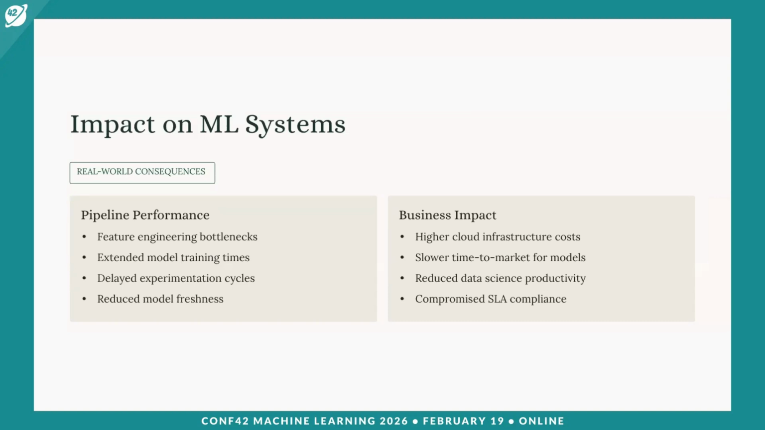And delayed experimental cycles and model freshness, most importantly, in the case of recommendation systems, where we want to process the data within a fraction of seconds. And the business impact that I can see because of these technical difficulties and performance issues is a higher cloud infrastructure cost, just because your resources are idle and you are wasting money on them. And then slower time to market for models and reduced data science productivity. Of course, the ML models are running longer than they used to, and we need to compromise on these SLAs.